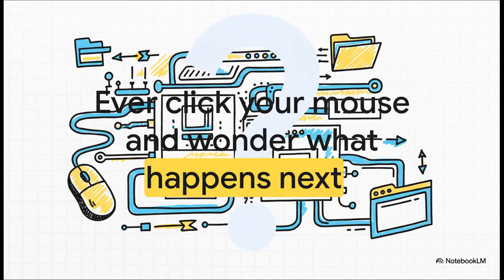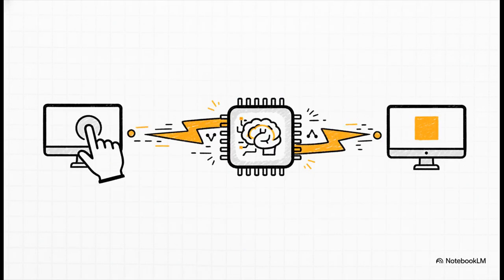I mean, really think about it. You click to open a program, and it just appears. It feels instant, like magic. But that one simple action kicks off this perfectly coordinated, high-speed ballet of electronic signals. So where do they all go? And what are they actually doing? So that's what we're going to do here.